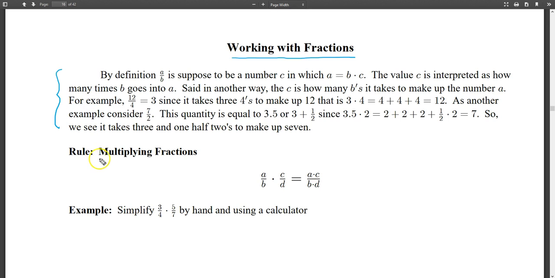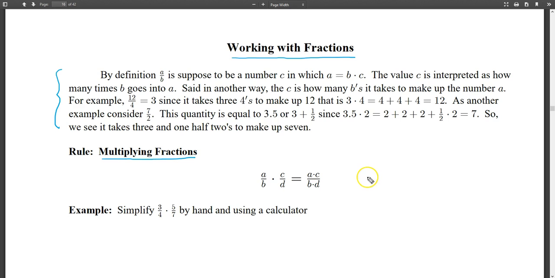Let's start with this first rule of multiplying fractions. That's actually the easiest rule to follow. So if we're given two fractions, a over b and c over d, to multiply them, all we have to do is multiply the numerators together and multiply the denominators together individually to get the fraction a times c divided by b times d. That's all you have to do.